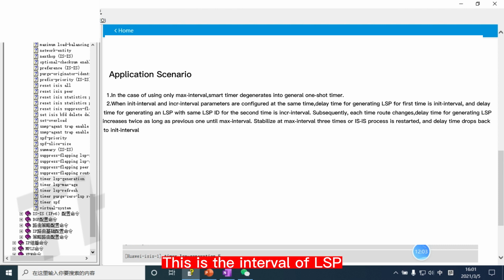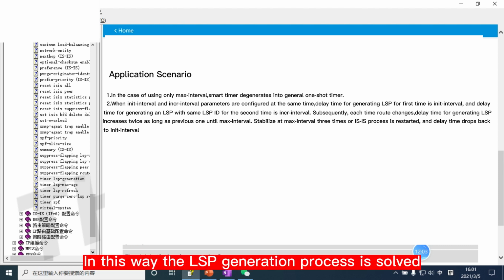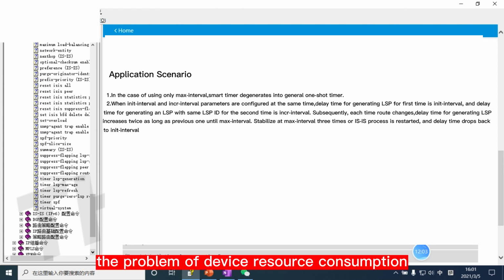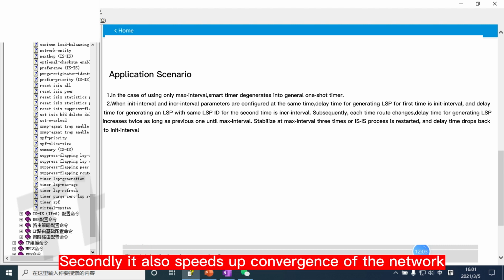This is the LSP interval that you need to pay attention to. In this way, the problem of device resource consumption in the LSP generation process is solved. Secondly, it also speeds up convergence of the network.